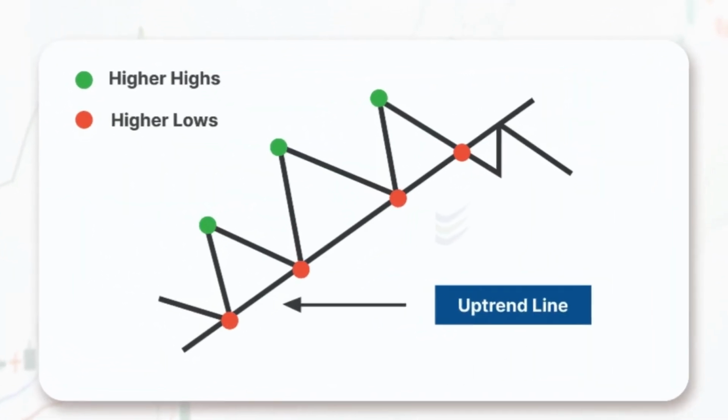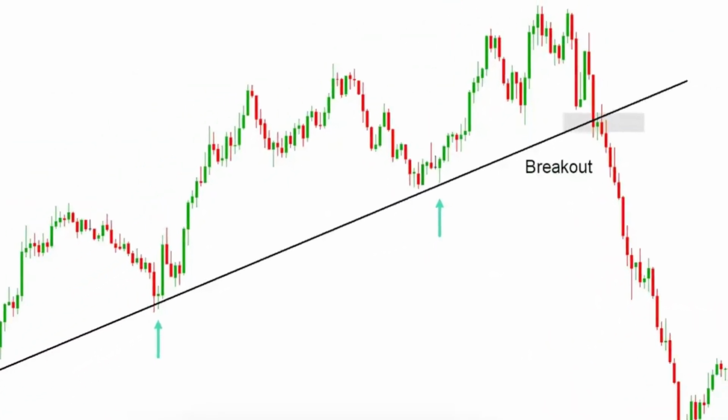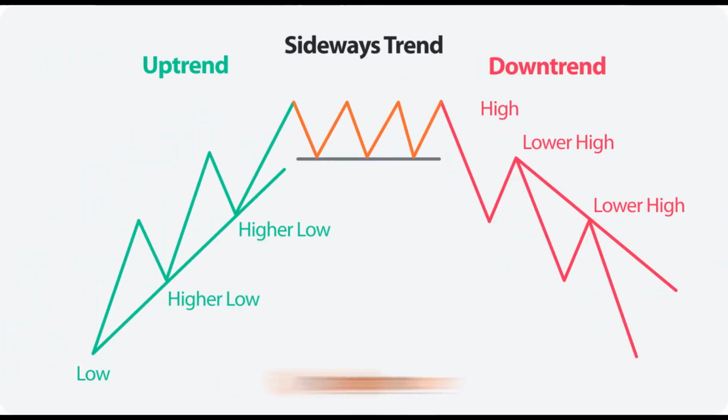We all know the theory. Draw a line connecting higher lows in an uptrend or lower highs in a downtrend. Wait for a breakout and boom, profit, right? Well, not always. The problem is drawing trend lines is subjective. What looks like a valid trend line to one trader might look completely different to another.